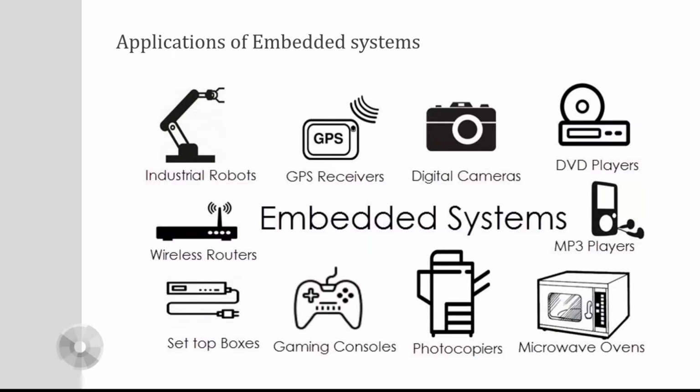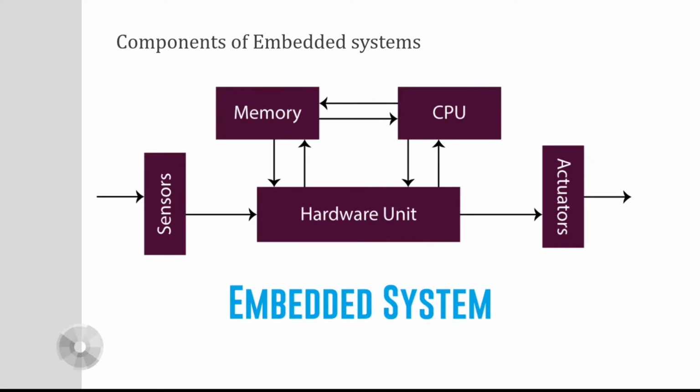These are some of the applications of the embedded system, like industrial robots, GPS receivers, digital cameras, microwave ovens, and many more. Now these are the components of the embedded system. Here we have sensors that sense the inputs from the outside world. They may be analog sensors or digital sensors, and they transmit the data to the hardware unit.